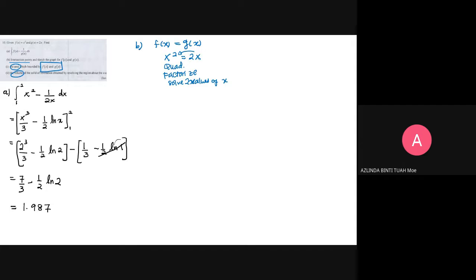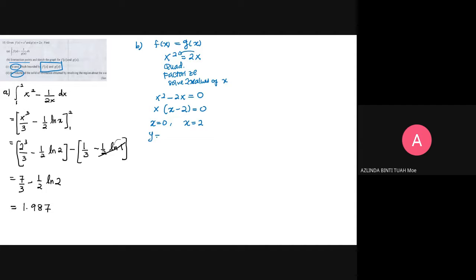Tak boleh potong x kanan dengan x yang kiri ni, kalau tak kamu punya jawapan hanya ada satu value x sahaja. Okay, we move x to the left hand side. Factorize out the x. So we get 2x now, x equals 0 from the first factor, or x equals 2 from the second factor. In order to get the point, we have to substitute back x equals 0 into either f(x) or g(x).